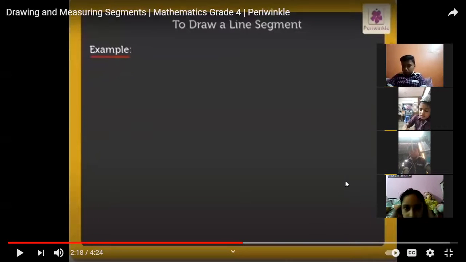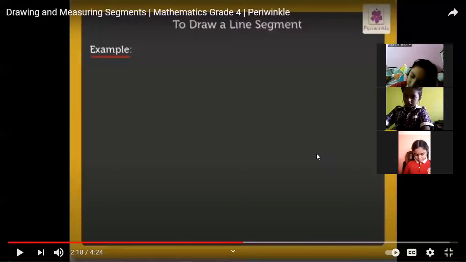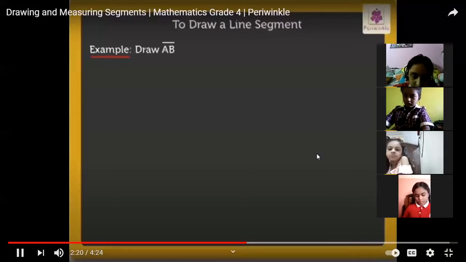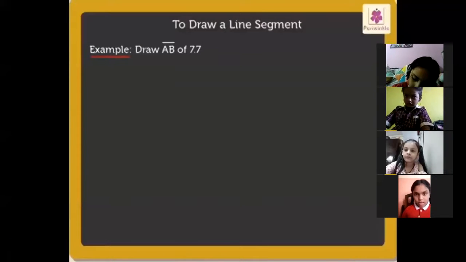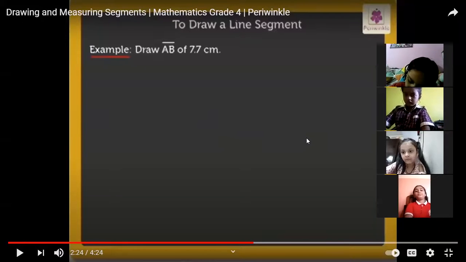Okay, so now quickly tell me, is it clear? Yes, ma'am. All points are clear? Very good. Draw a segment AB of 7.7 centimeters. So beta, this time we have to draw a line segment that is of length 7.7 centimeters. Clear? So now again we are going to follow all these 3 steps.